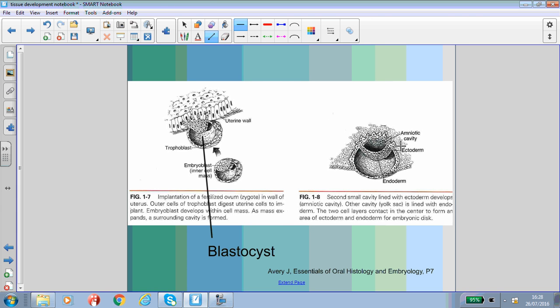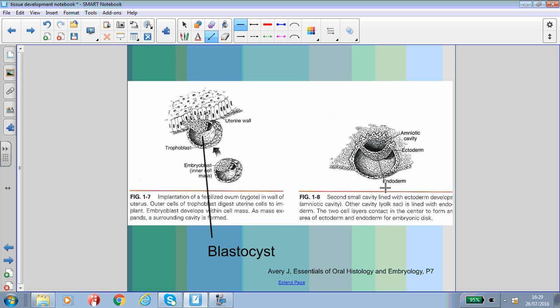So this image here is showing us a little bit further on in the implantation process. You can see that the uterine wall is around the outside here, and we have the blastocyst that's well embedded into the uterine wall. So implantation is complete. We've got circulation between the uterine lining and the blastocyst, and it starts to develop into a disc with 2 layers to the disc.